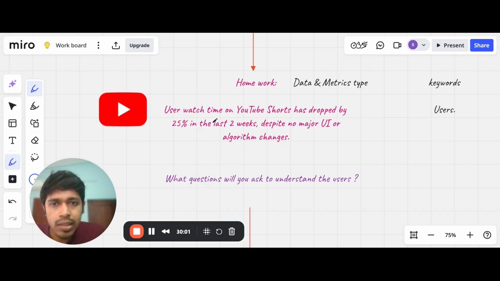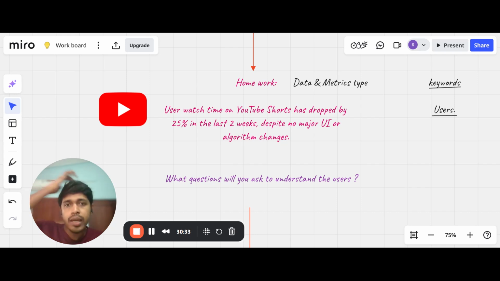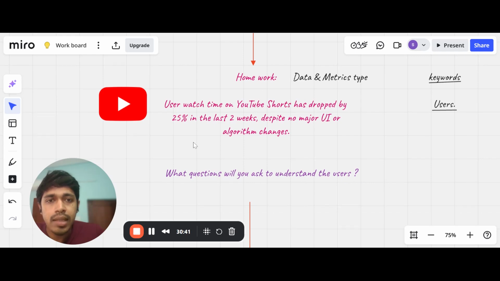This is a root cause analysis problem. So user watch time on YouTube Shorts has dropped by 25% in the last 2 weeks despite no major UI or algorithm changes. You have to understand the root cause. This is the problem. I don't want you to solve the problem right now, but I want you to think about the keywords and the users. Okay, so I hope you will do that. You can pause this right now and take 2 or 3 minutes, or maybe even 5 minutes, to think about this. Now that's a homework you have.